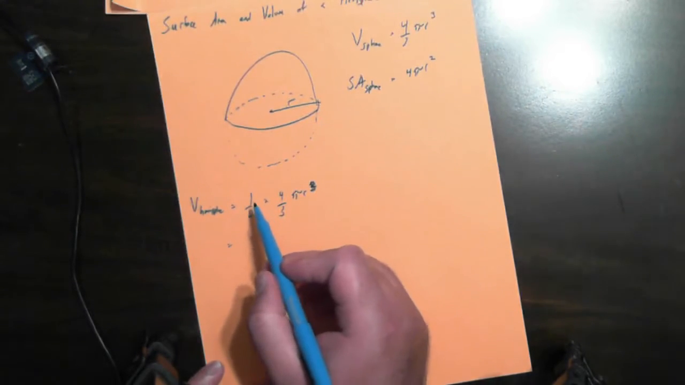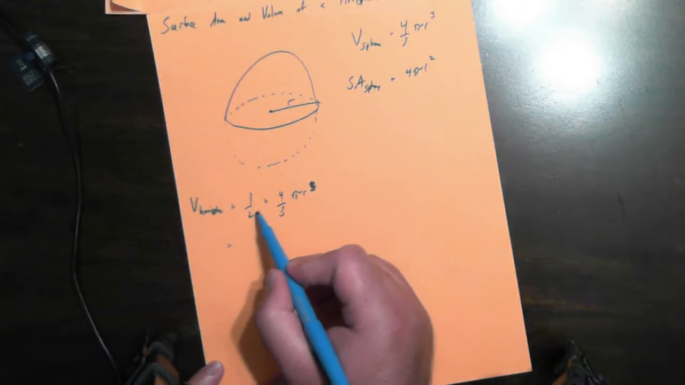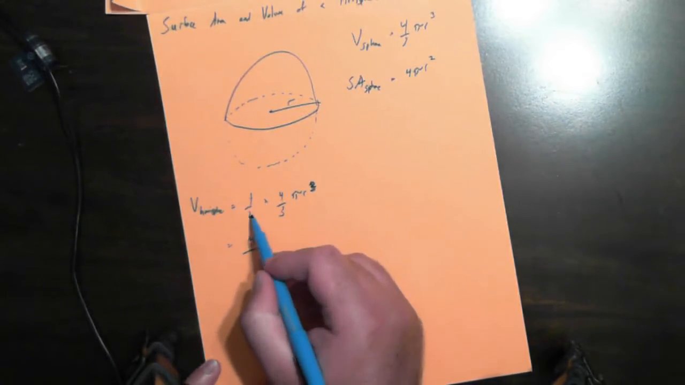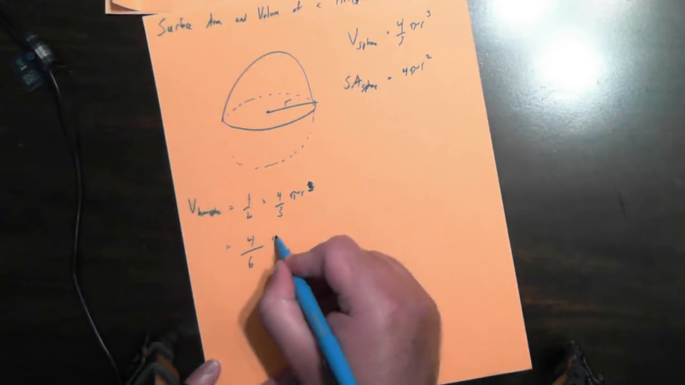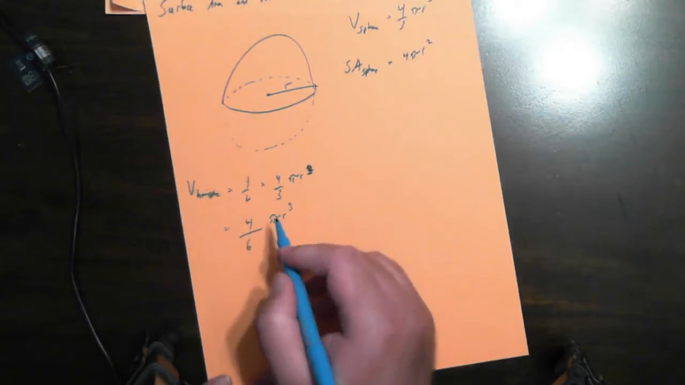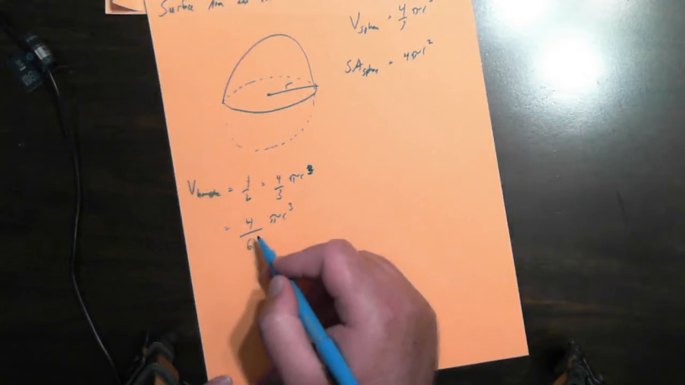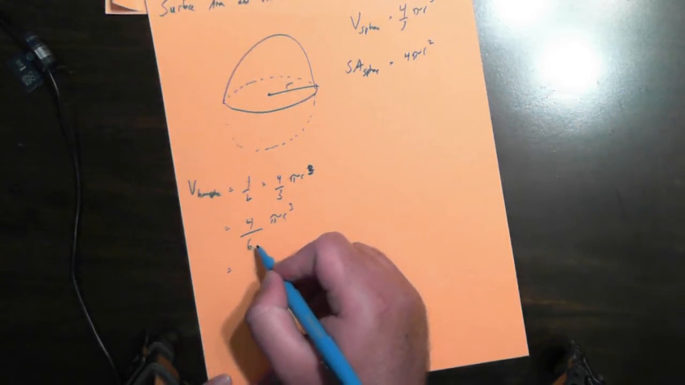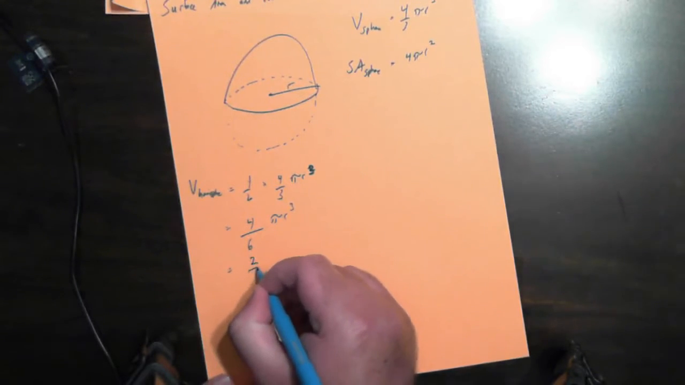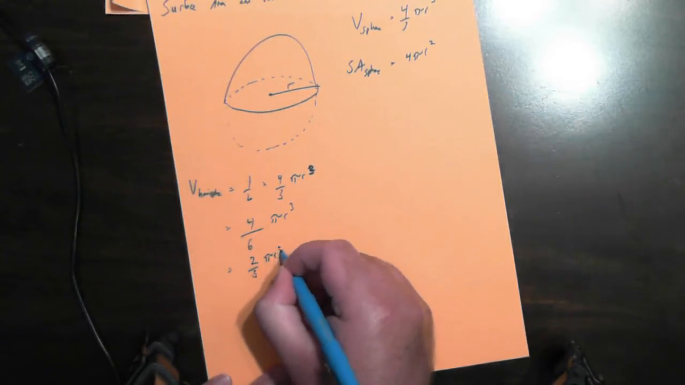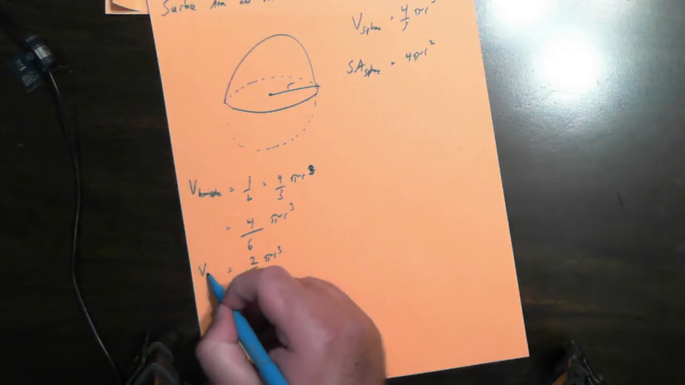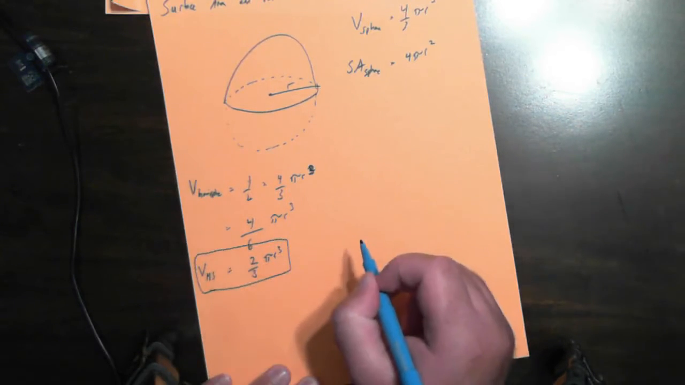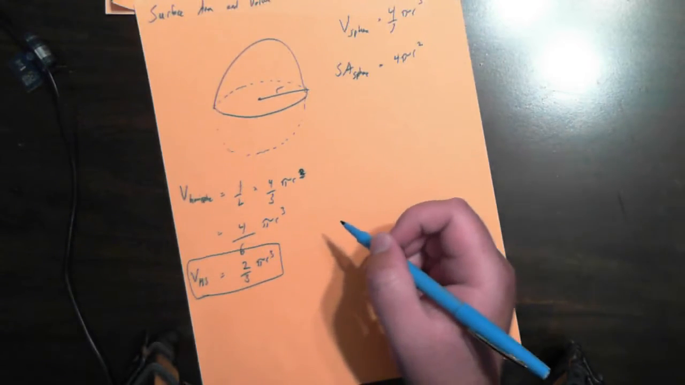Alright, so to multiply these fractions here, I would multiply numerator by numerator and denominator by denominator. 1 times 4 is 4, 2 times 3 is 6, so I get 4 over 6 pi r cubed. Then we can reduce this fraction. Both the numerator and denominator are divisible by 2. So I reduce to 2 over 3 pi r cubed. So this is the volume of a hemisphere. It's 2 over 3 pi r cubed.